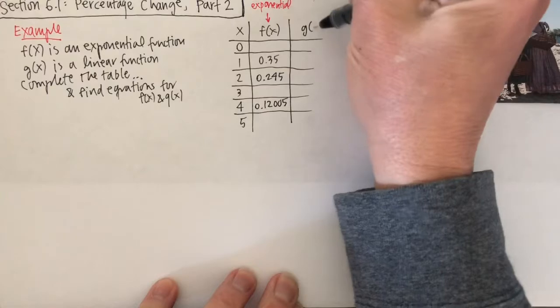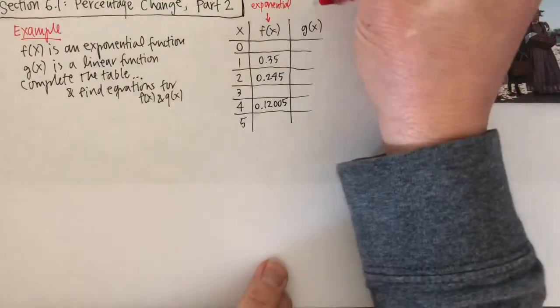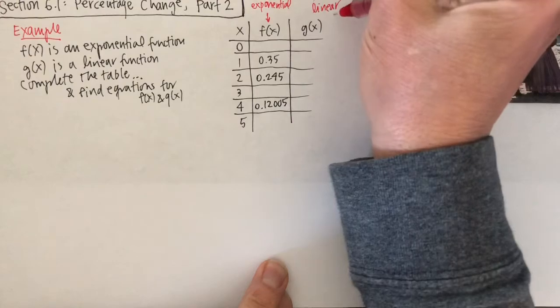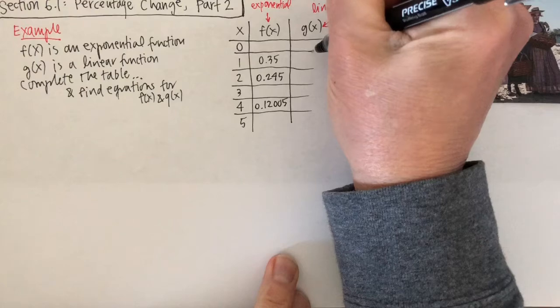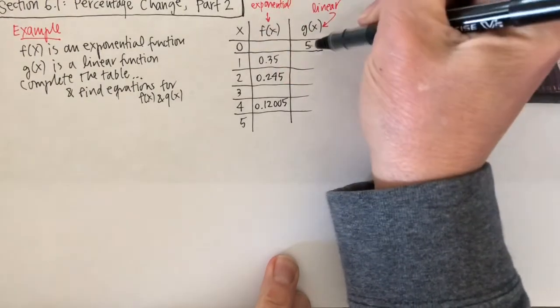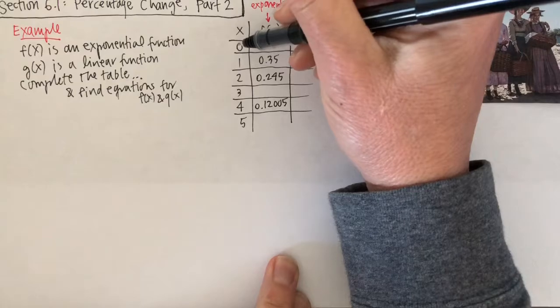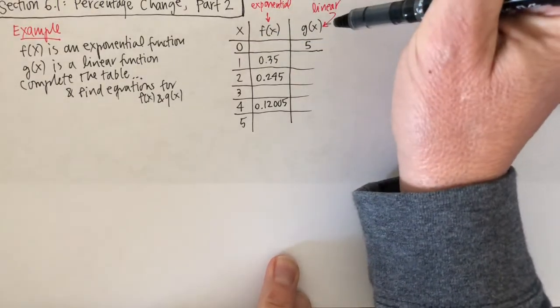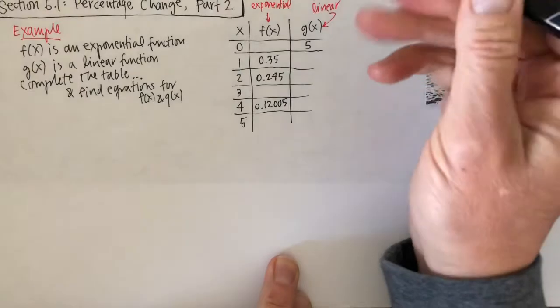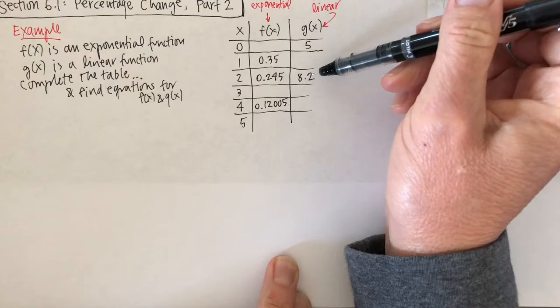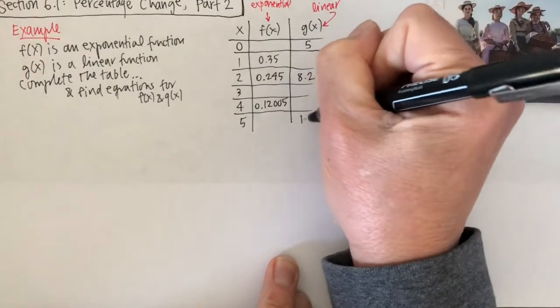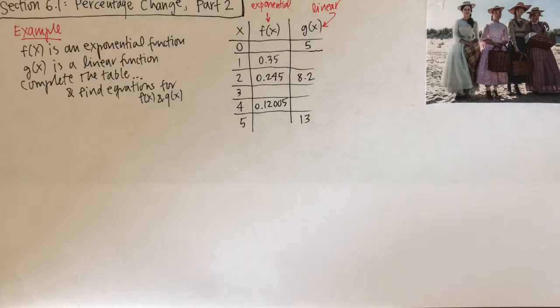We also have g of x, which is a linear function. These we've known how to do for a while. The pieces of this function that I know are that when the input is 0, the output is 5. That's a good one to know because that's the initial value. And with a linear function, that's the initial value or the y-intercept. When the input is 2, the output is 8.2. And when the input is 5 on this linear function, the output is 13. Okay, that's all the information we're given. And so it's like we're detectives. We've got to fill in the blanks and then we have to generalize.